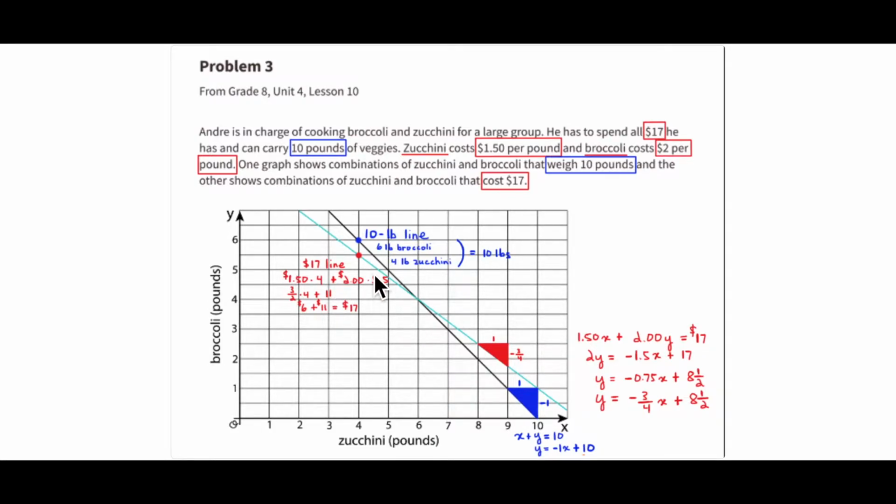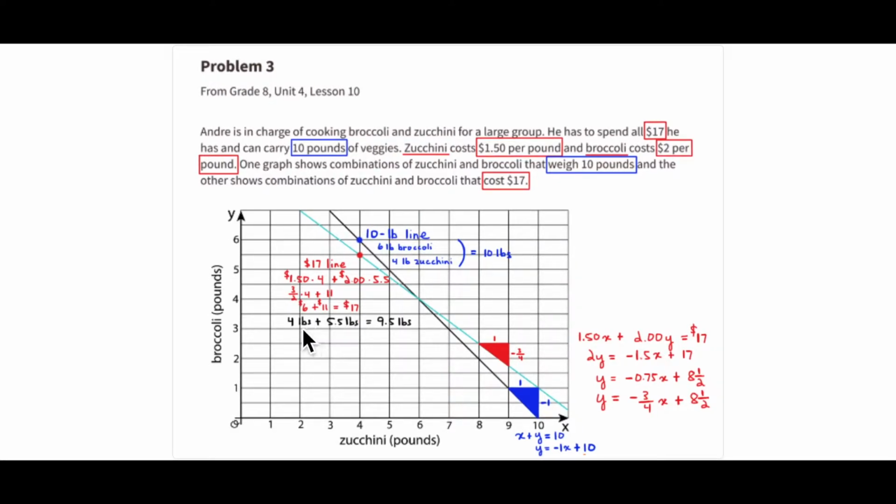So here's the calculation for the $17. You can just choose this point right here and calculate the cost, which has to be $17. 4 times $1.50. 4 times 1.5 is $6. And $2 times 5.5 pounds. This is 5.5 right here. Now notice that every grid line is a half a pound for the broccoli. So this is 5.5 pounds. 2 times 5.5 pounds is 11 plus 6. That equals a total of $17.